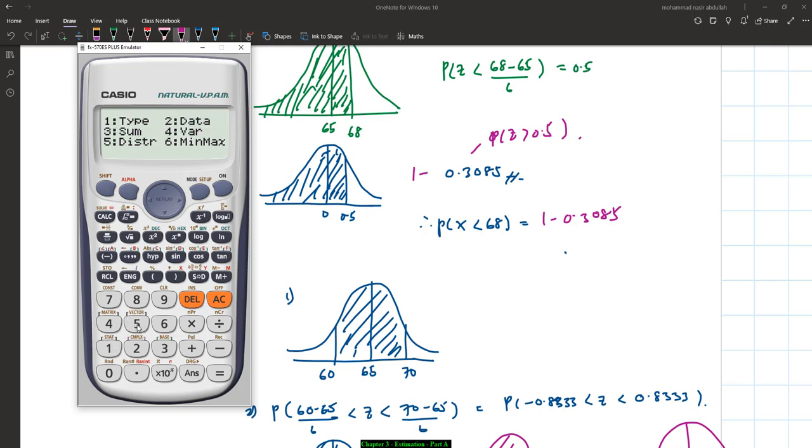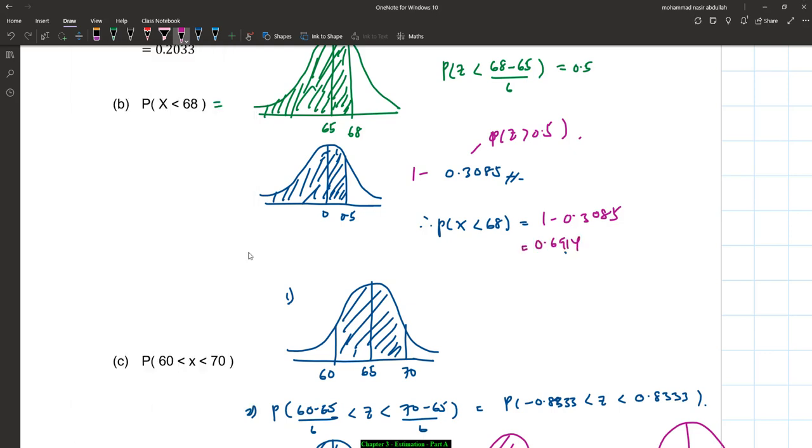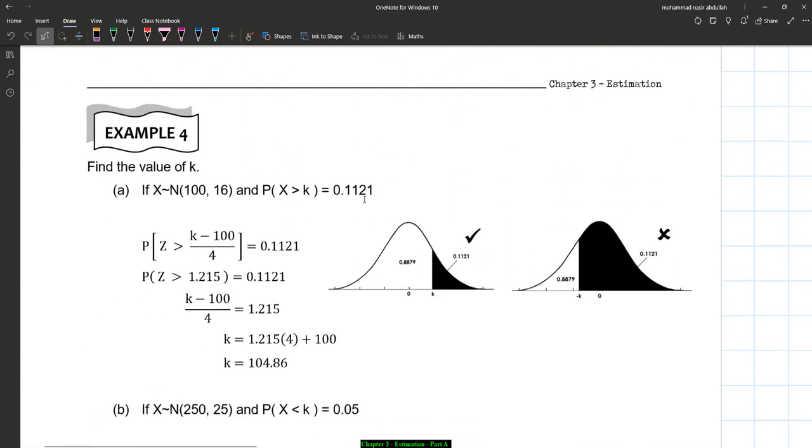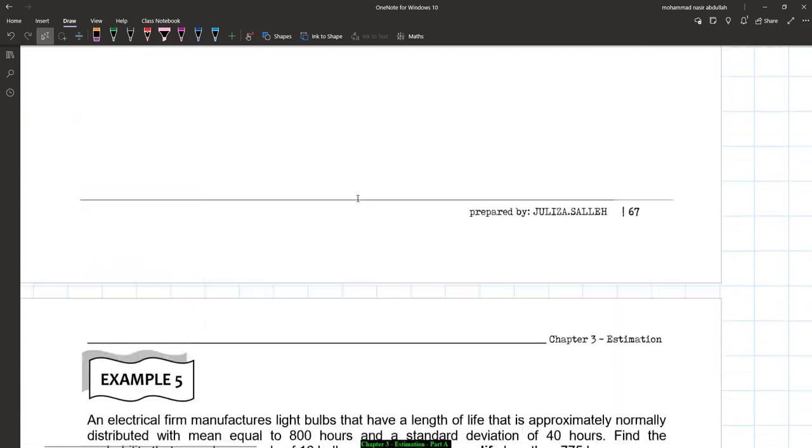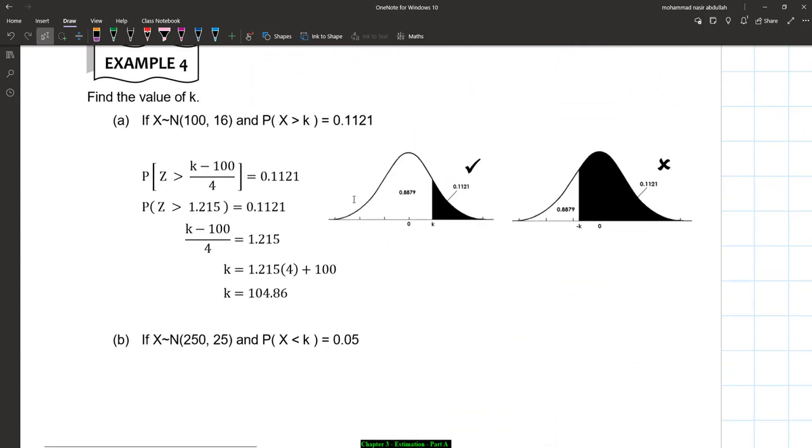On the right hand side is P 0.5. You get 0.26914, 0.69145. Right. Okay. So example number 4 is a combination of example number 2 and 3, right? It's a combination of example number 2 and 3. So let's look at example number 4, A.